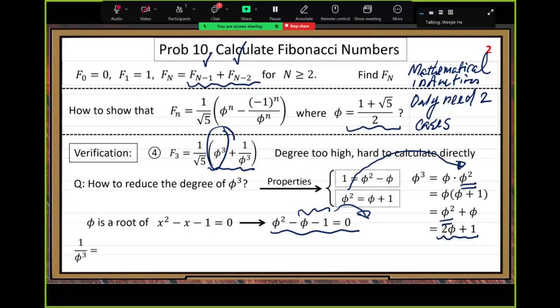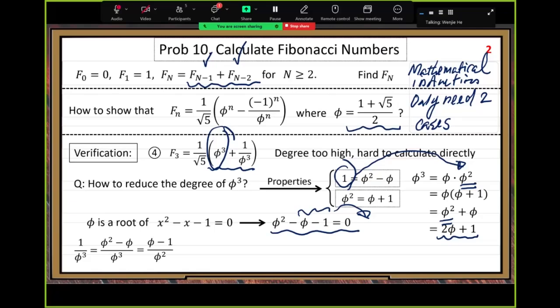But remember our property 1. Can we replace 1 by phi squared minus phi? If we replace 1 by phi squared minus phi, you have a common factor phi. Let's do the replacement: phi squared minus phi over phi cubed, the first property of the golden ratio. Now we can do cancellation. One common factor phi cancels. Now it becomes phi minus 1 over phi squared. So the denominator degree is lower: degree 2, lower than degree 3.